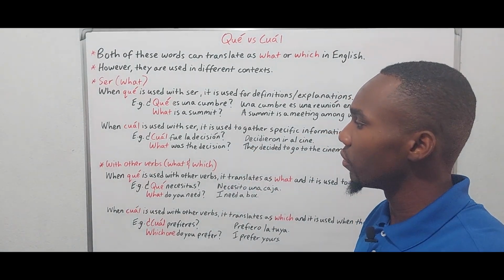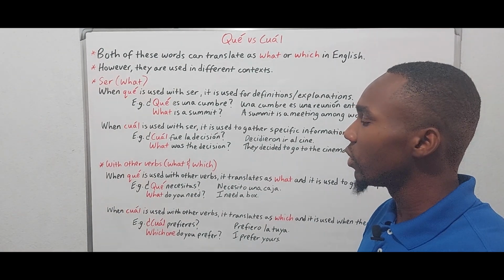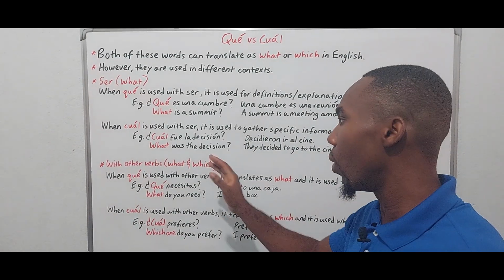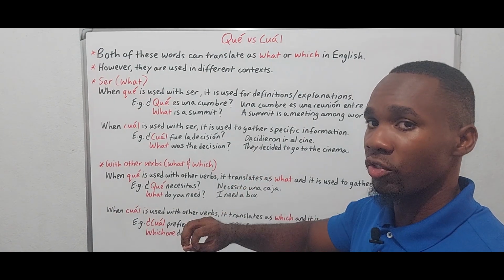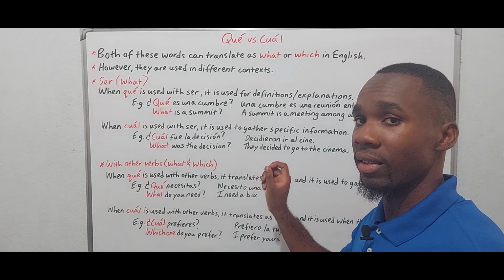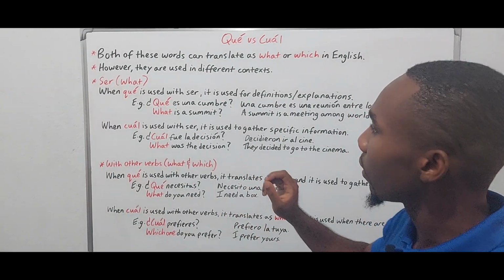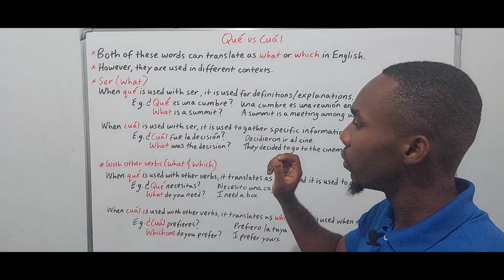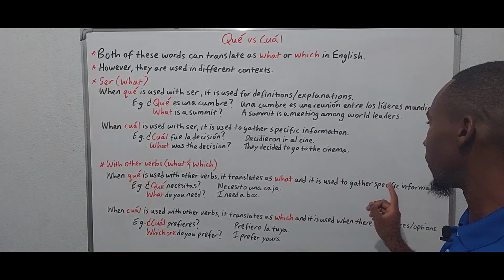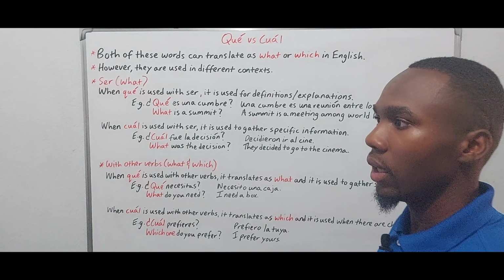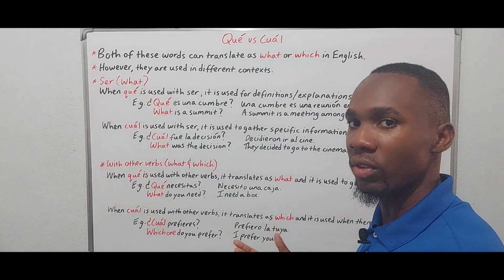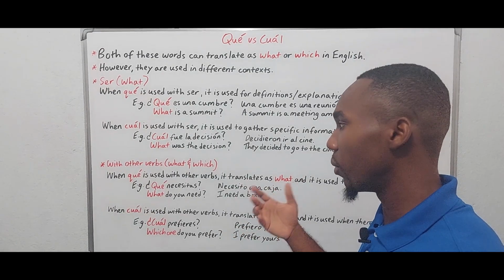Now let's move on to other verbs. When we use que and cuál with other verbs, they're going to be translated as what and which respectively. So que will translate as what, and cuál will translate as which. Now, when que is used with other verbs, it translates as what, and it is used to gather specific information. This is how we use que when we are talking about other verbs.